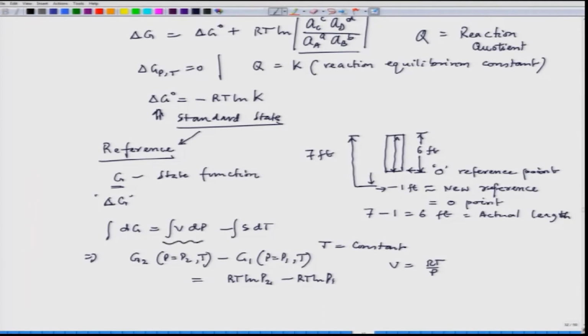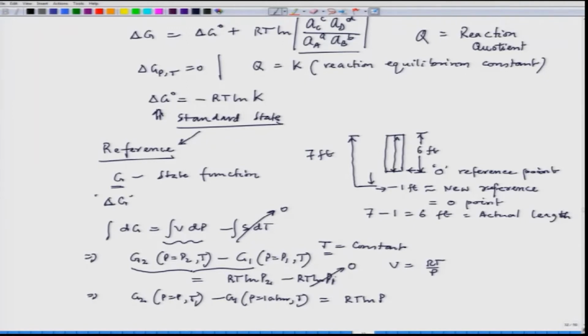So, this term would go to 0 because T is a constant. So, then we have to find out this difference. Now, when I try to find out this difference, I need to know P1 as well as P2, and then we will be able to find out. Now, question is, can we simplify this? So, if we take G at P equal to P2 at temperature T and G at P equal to 1 atmosphere and T, then it would become RT ln P. So, this P1 equal to 1. So, this term would also go to 0.